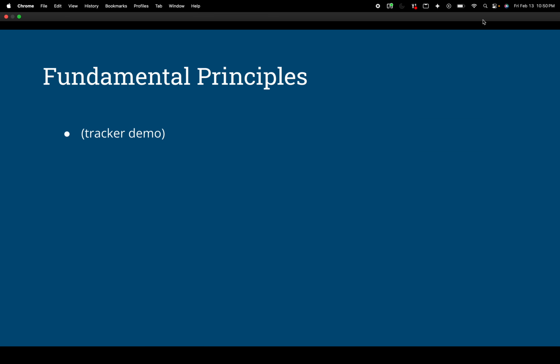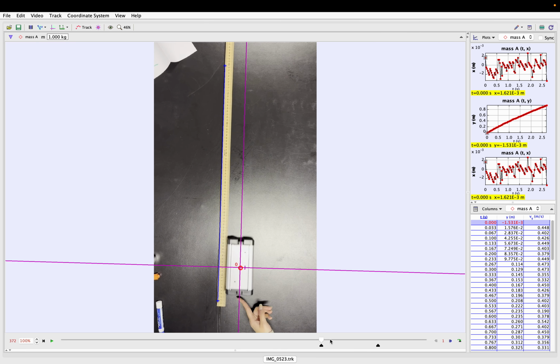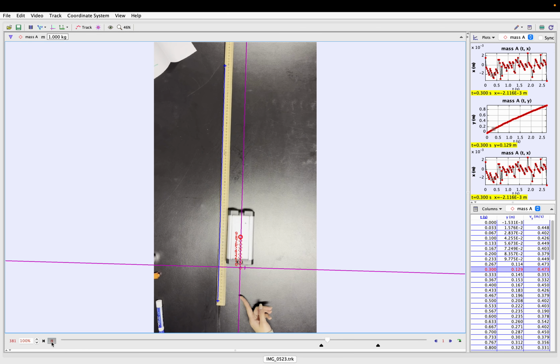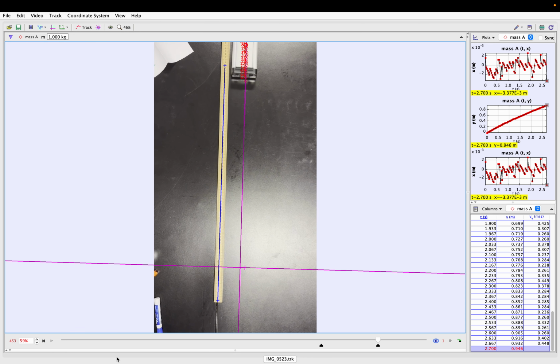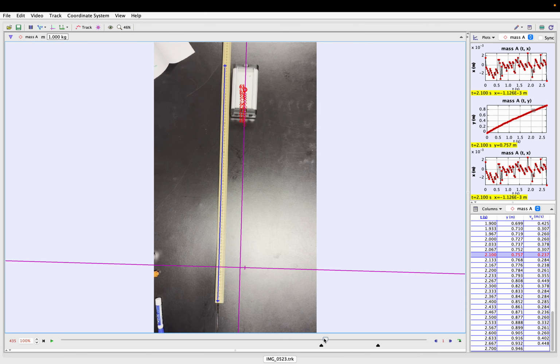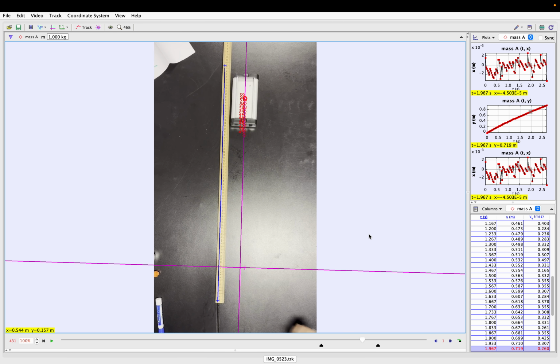All right, so then on our tracker, you can see here, we set the y-axis as the one for the movement, and it's a little bit laggy, but it's showing how we tracked each point every 0.033 seconds. And we used our meter stick as a reference point.